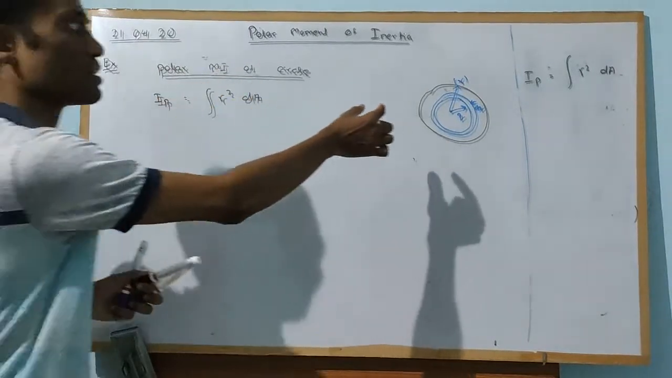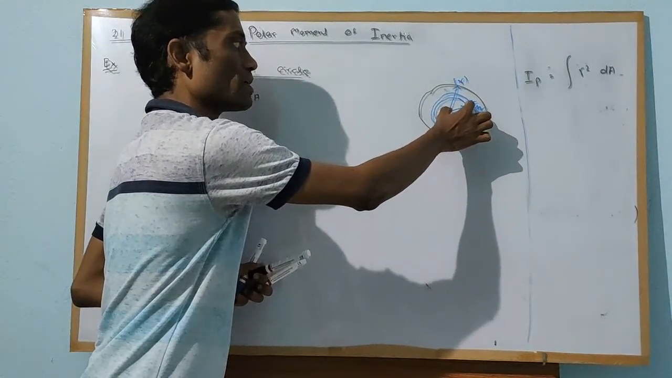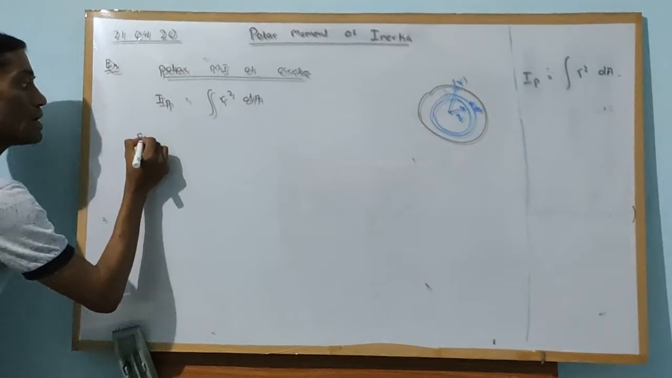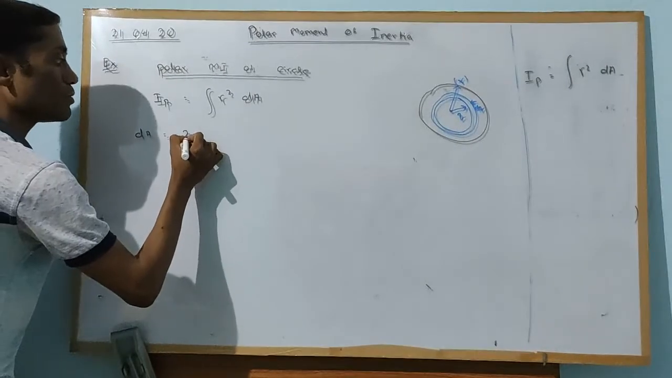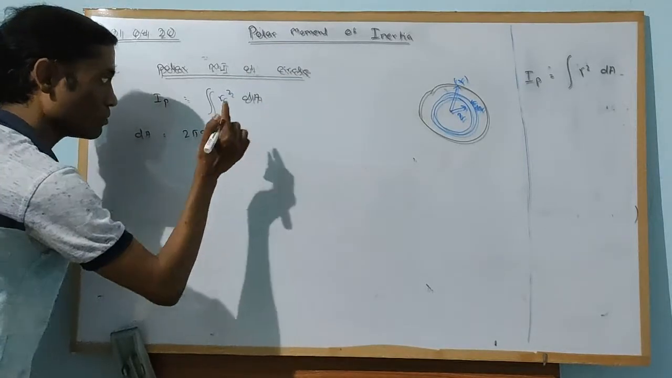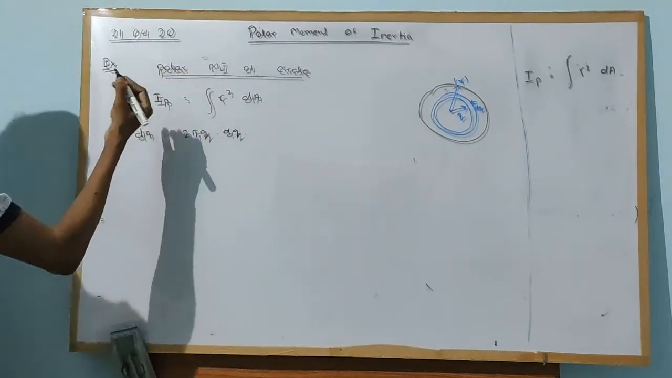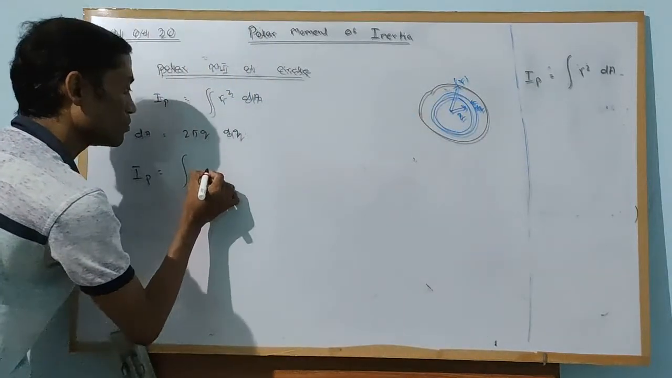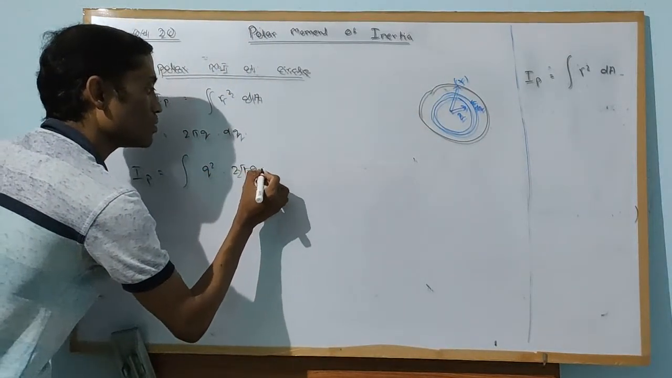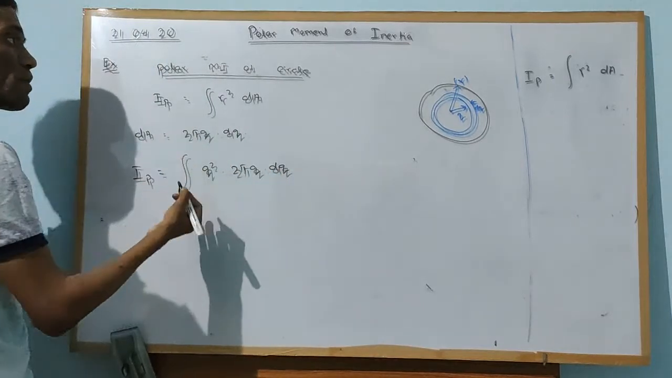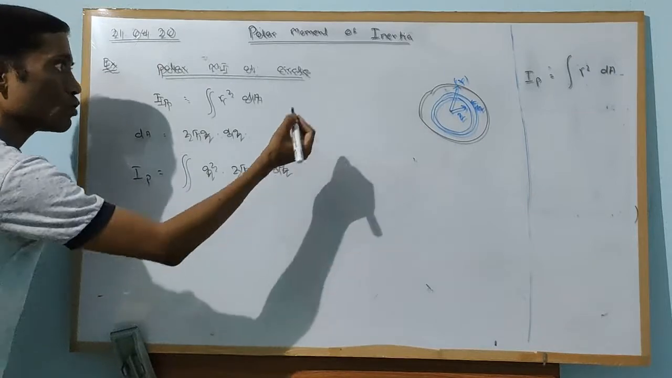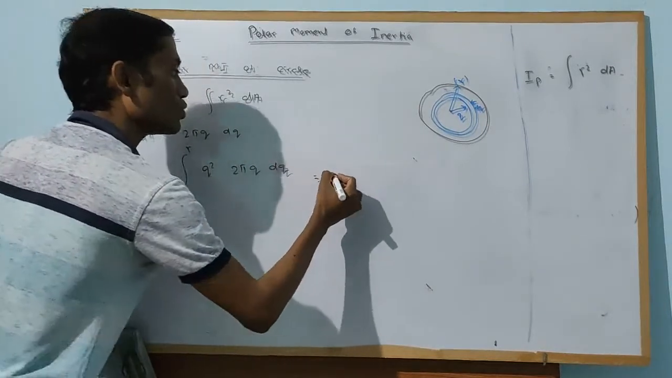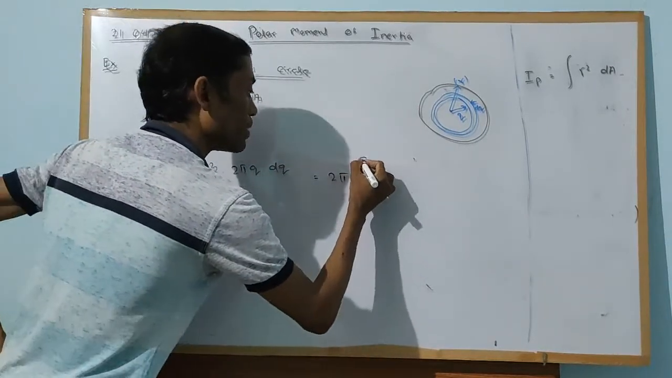So let the in-between radius be a distance q, radius q. We consider a ring whose thickness is dq. Then the area of the strip can be given as 2 pi q into thickness dq. Ip is equal to the integration of r square, here for this element r is q, so q square, 2 pi q dq. Understood why I have reserved r for the radius of the circle, and the q varies from 0 to r.